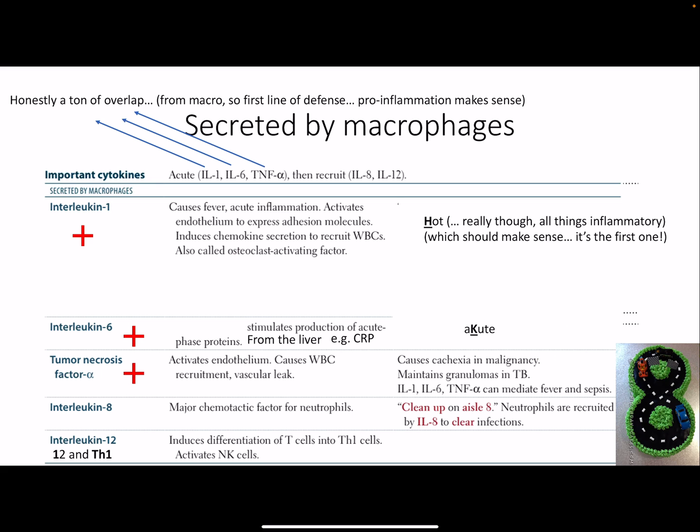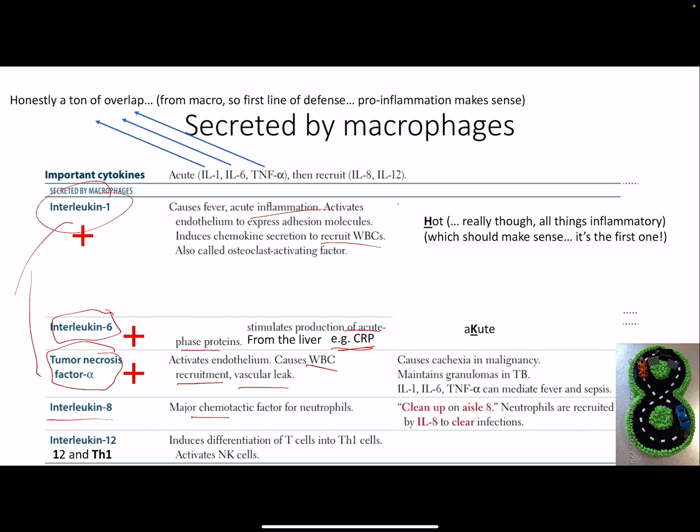All right, IL-1 is secreted by the macrophages. Macrophages are the first line of defense. Again, we just saw this, hot T-bone steak. This is a pyrogen. But I mentioned it does more than this. It recruits white blood cells and causes inflammation in general. It really does a lot of the same stuff that tumor necrosis factor does: white blood cell recruitment, vascular leak. This is also a pyrogen. So this is just like starting the inflammatory response. IL-6, its main thing is that it drives acute phase proteins, specifically CRP, which is the most important one from the liver.